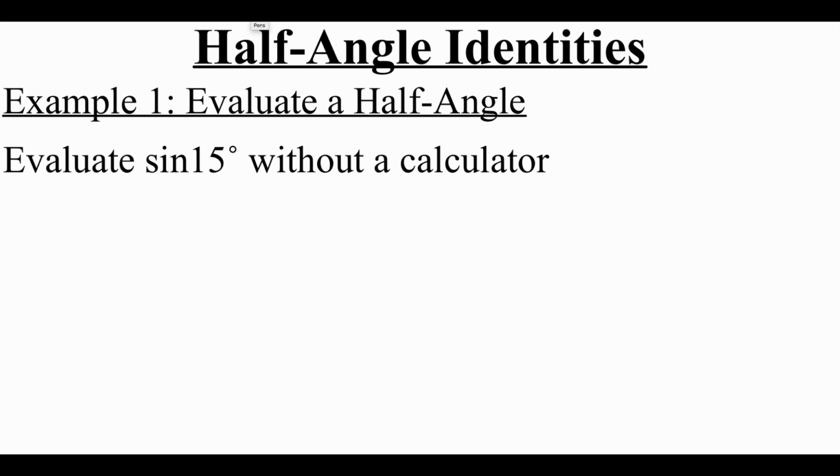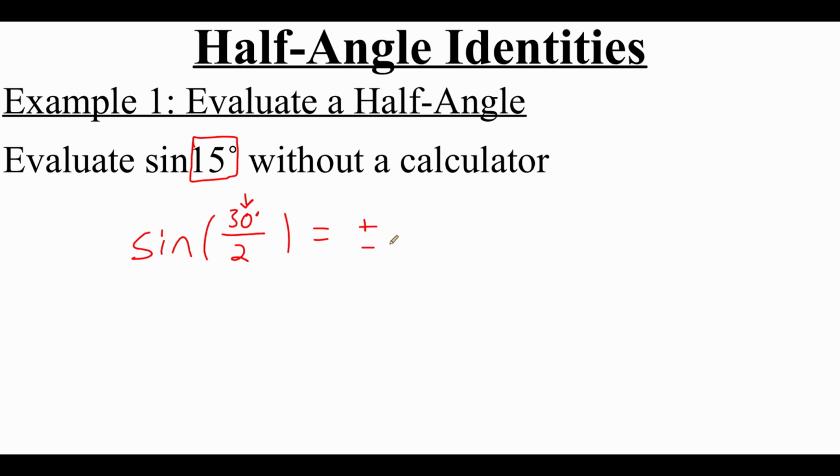So in this example, we're going to look at evaluating the sine of 15 degrees without using a calculator. Here's what we need to think about. 15 degrees itself does not show up on the unit circle, but it's half of an angle that does. 15 degrees is half of 30. So we can think of the sine of 15 degrees as the sine of 30 degrees divided by 2. Then the u value in our half-angle formula is going to be 30 degrees.